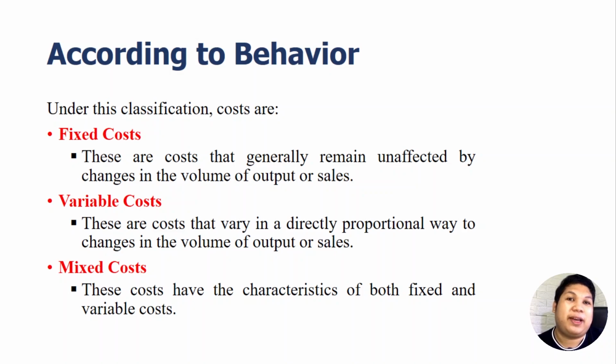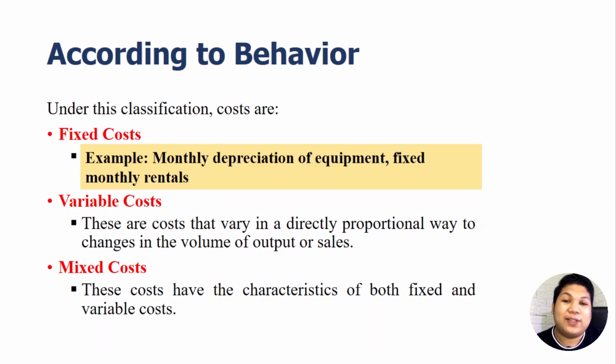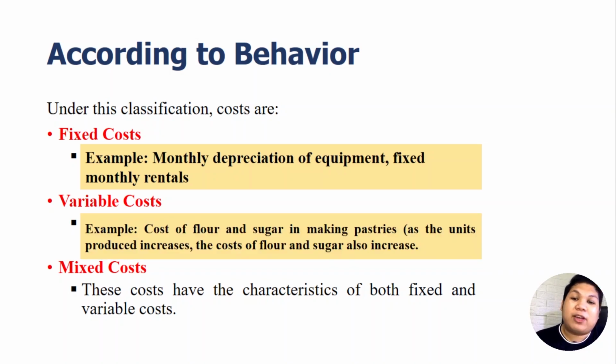I'll give you an example for these three costs. Examples of fixed costs are the monthly depreciation of equipment and fixed monthly rentals. Whether you produce something or not, you will still incur these costs. Examples of variable costs are the cost of flour and sugar in making pastries. As the units produced increase, the cost of flour and sugar also increases. On the other hand, when production decreases, these costs will also decrease.